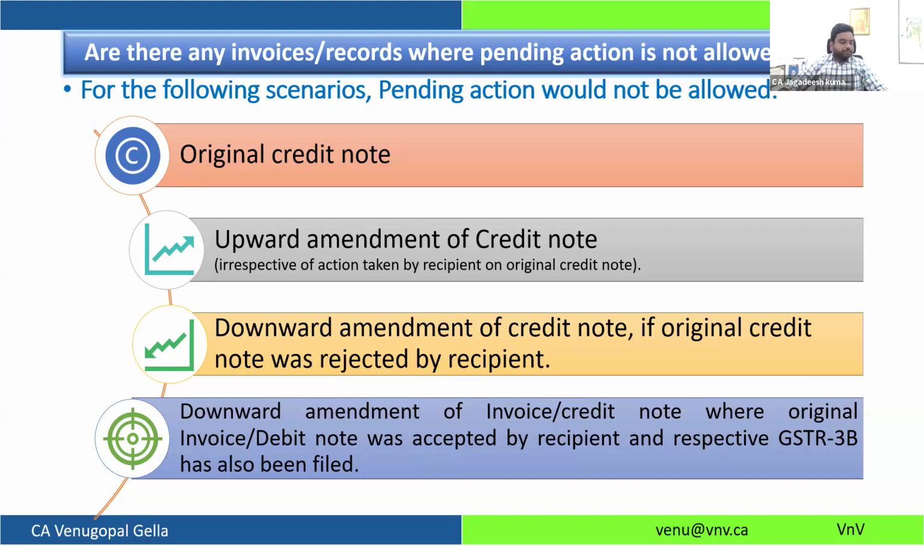The credit note. In case of a credit note issued by your supplier, you will have the option only to accept it or reject it. If you have not accepted it, it is deemed to be accepted, and obviously your ITC will get reduced. Also the upward amendment of the credit note. If my supplier has issued a credit note, let's say for 100 rupees, and there is an upward amendment to 120, in that case also I have to accept it or reject it.